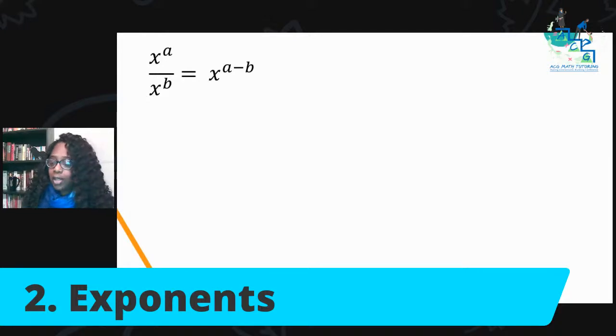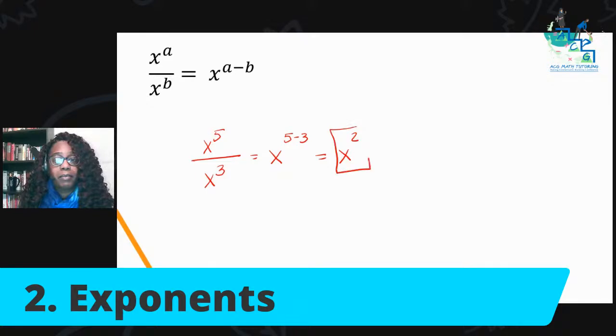So I'm going to subtract the exponent of my numerator by the exponent of my denominator, or the other way around. So if I said that I had x to the 5th over x cubed, this is the same as saying x raised to the 5 minus 3. Because I am subtracting my exponents, which gives me simply x squared. That's it, okay? So when you're dividing, you subtract your exponents if they have the same base.